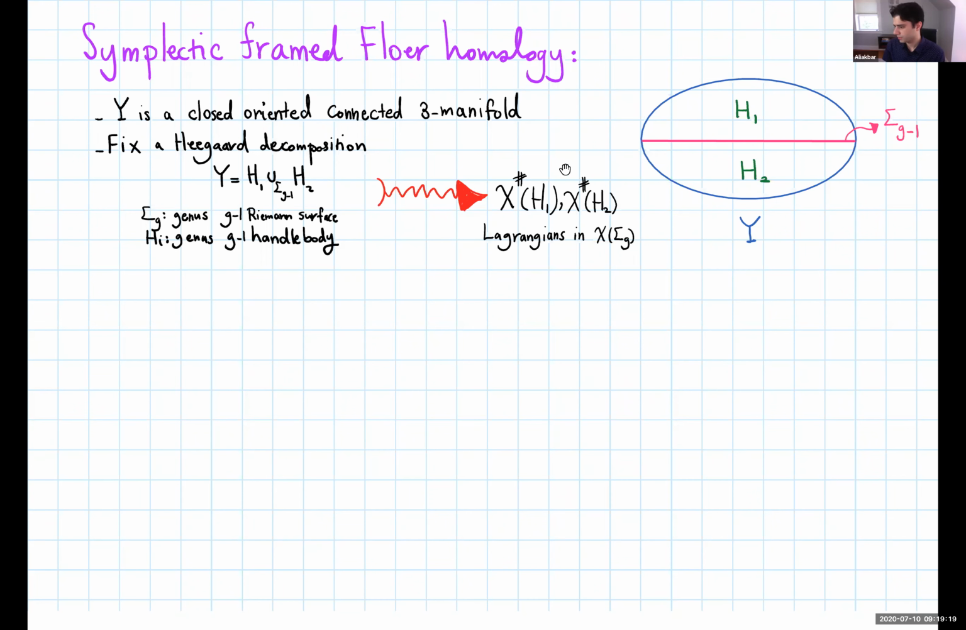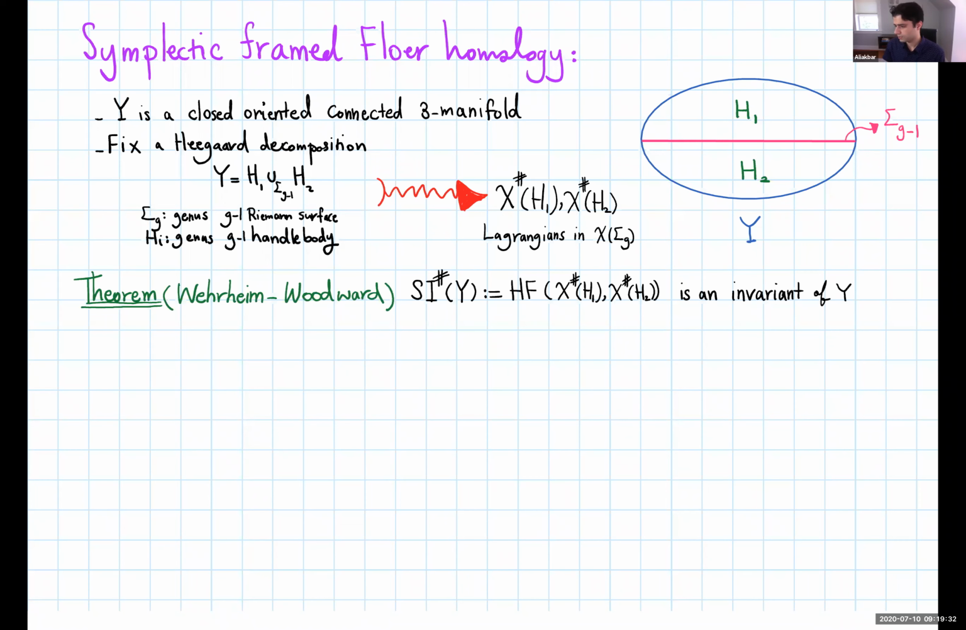So in particular, you can now associate to each of these, H1 and H2, two Lagrangians using the construction that we just talked about, these three manifold Lagrangians. And there is a theorem due to Wehrheim and Woodward which says that if you take the Lagrangian Floer homology of these two Lagrangians, then this is going to be an invariant of the three manifold. By that I mean that this Lagrangian Floer homology doesn't depend on the choice of your Heegaard splitting. So if you pick another Heegaard splitting, you would get isomorphic groups.